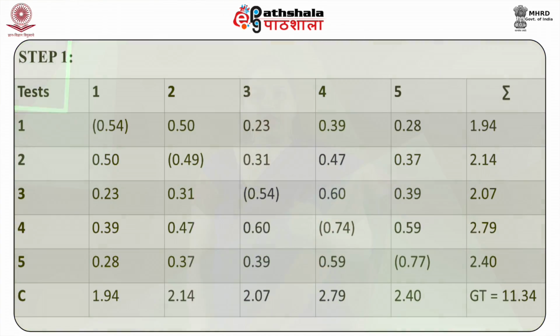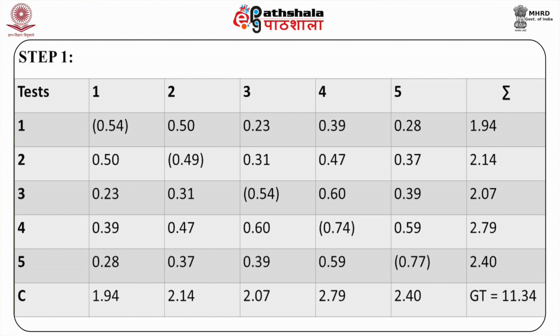We add the values column wise and row wise and denote by the symbol C and summation respectively to calculate the grand total. The summation of each of these tests row wise for the first test is 0.54 plus 0.50 plus 0.23 plus 0.39 plus 0.28, making it equal to 1.94.